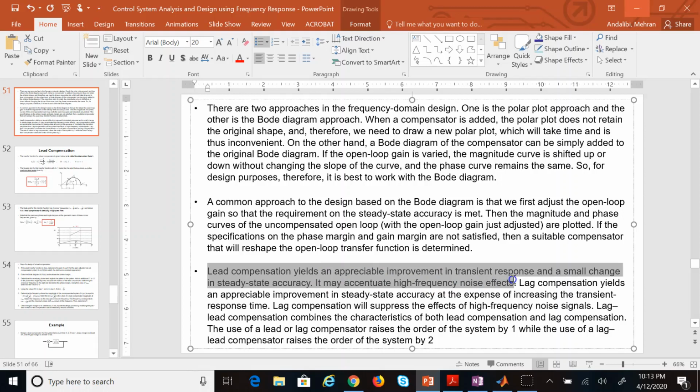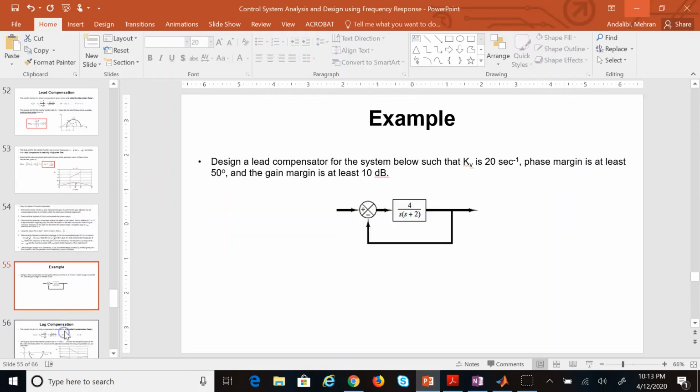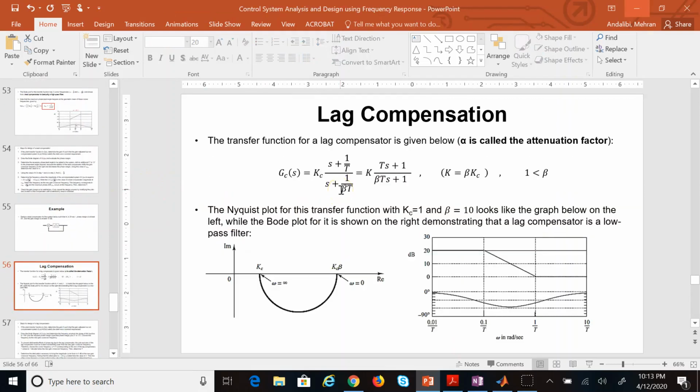And it can basically magnify high frequency noise. Lag, the one that we are going to work on right now, on the other hand, acts like a low pass filter, and it will help reducing the effects of noise, improves the steady state accuracy, but it makes the system slower and a little bit less stable. And if we want everything, we combine. So first, let's see how we design lag compensator, and then how we do a lag lead, or you can call lead lag compensator.